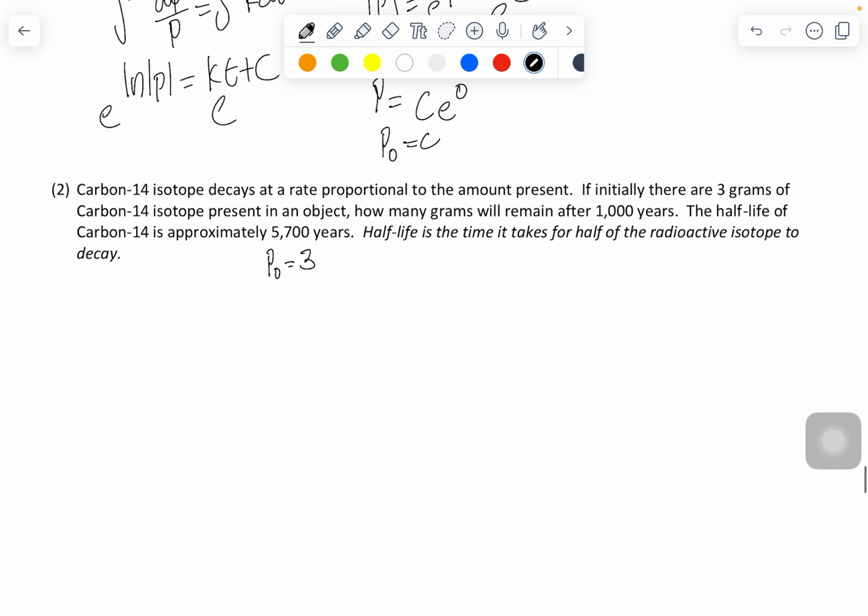So let's just start off our equation. So we're going to start off with 3e to the kt equals p of t. And now we have to find how many grams will remain after 1,000 years, with the half-life being approximately 5,700 years. So this is another point. The half-life, since we started with 3, means at 5,700 years we'll have 1.5 grams left.